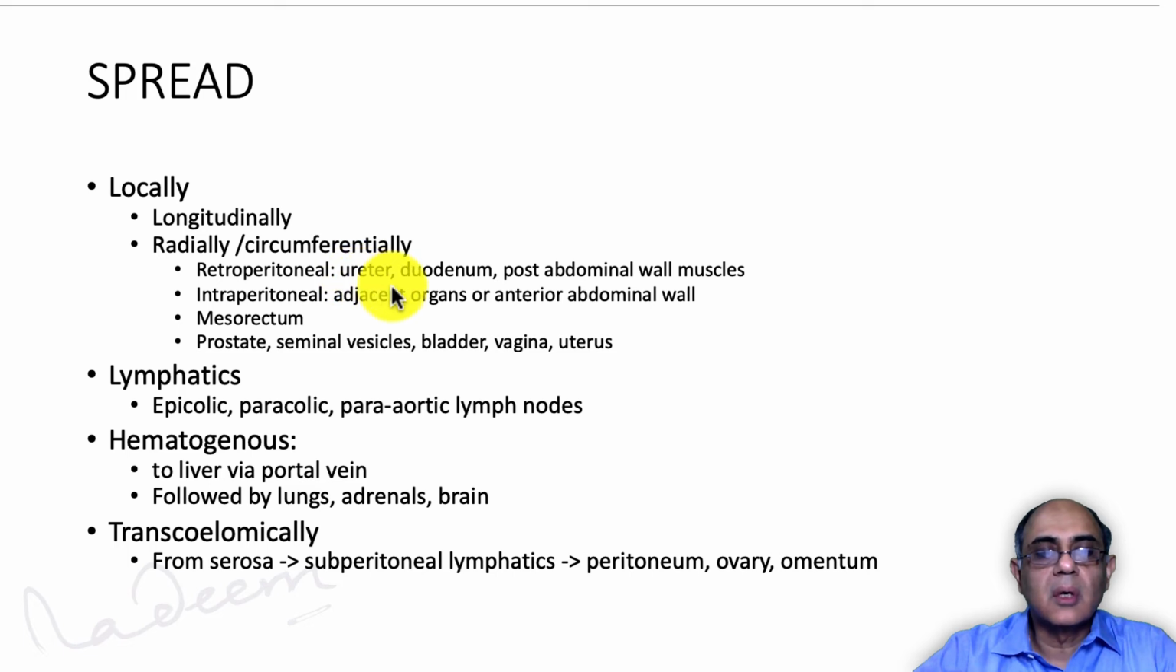structures around the colon, the rectum. They can all get involved if it spreads locally. So that is why CT and MR can tell you what is the loco-regional extent of the tumor.